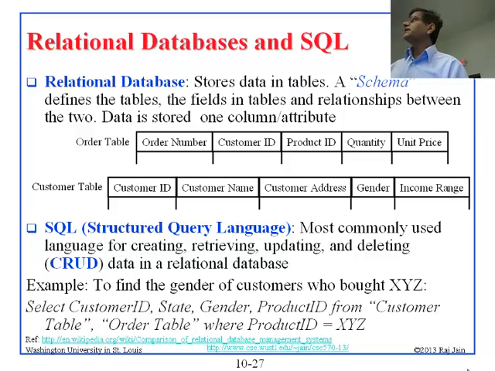Customer table. Customer table has a customer ID, customer name, customer address, customer gender, customer income range. So now if you want to find out which customer placed which order, what you have to do? You have to look at the customer ID here and the customer ID here and then take a join of that. Then you can figure out which customer bought when, what, how much they paid.